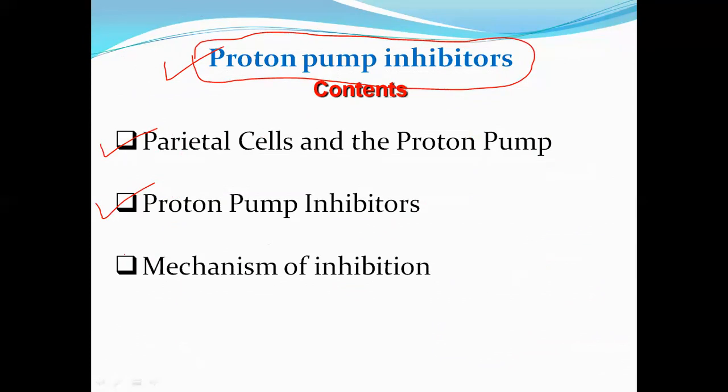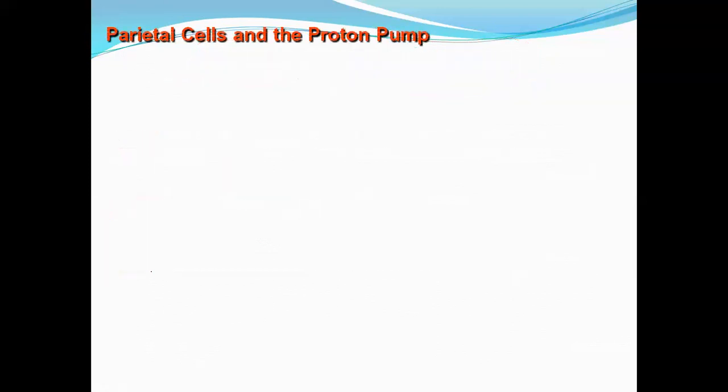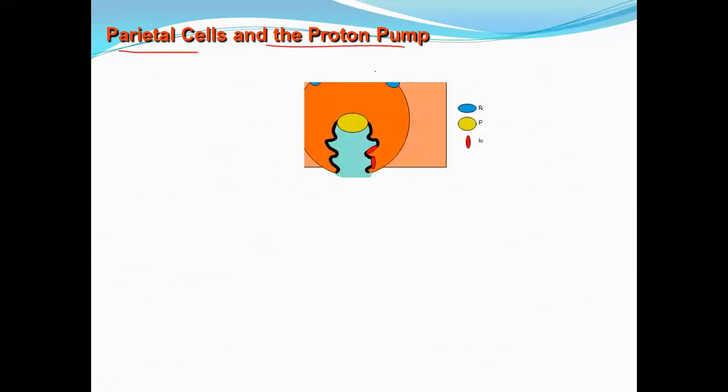These are the inhibitors which inhibit the proton pump involved in gastric acid secretion. Finally, we discuss the mechanism of inhibition of gastric acid secretion, that is proton pump inhibition: how a particular proton pump inhibitor acts once it enters our body. Now we move to the study of the parietal cells and the proton pump.